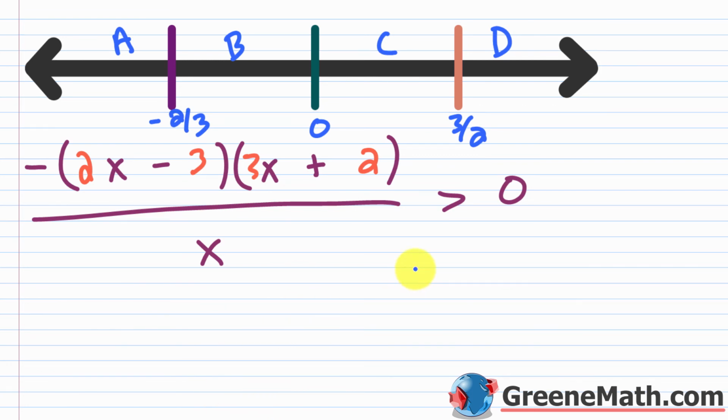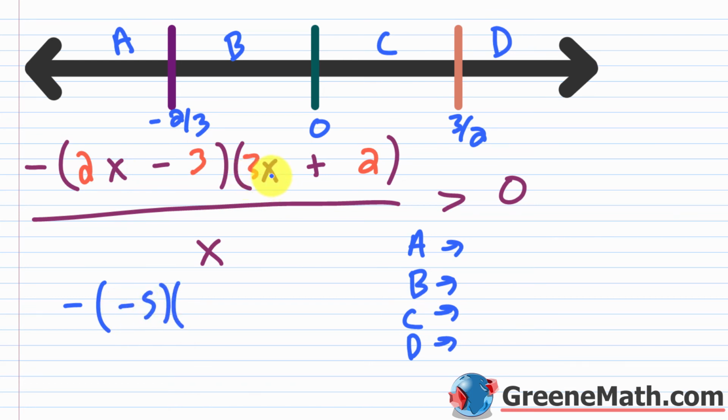And I'm just going to test inside of each region here. So let me write out A, B, C, and D. And we'll test inside of each. So for A, I need something that's less than negative 2/3. Let's just pick negative 1. So you have the negative of 2 times negative 1 is negative 2. And then negative 2 minus 3 is negative 5. And then here, 3 times negative 1 is negative 3. Negative 3 plus 2 is negative 1. Now you have 3 negatives. If you're just thinking about the sign, it's going to be a negative. I'm just going to write this as negative 5 just for clarity. This would be over negative 1. And negative 5 over negative 1 is 5, or you could just say it's a positive. All right, so this is 5 is greater than 0, which is going to be a true statement.